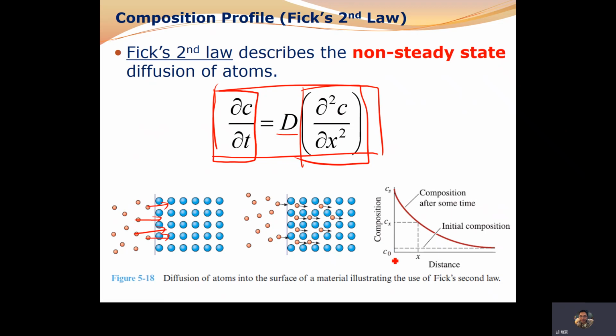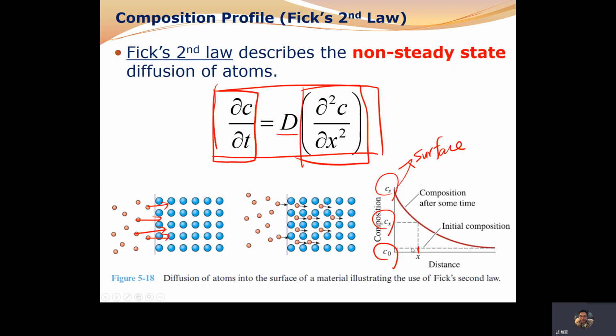For example, we have certain boundary conditions like C0, Cx, and Cs. The S means surface. The X means a certain distance inside the material. And the C0 means the initial concentration.